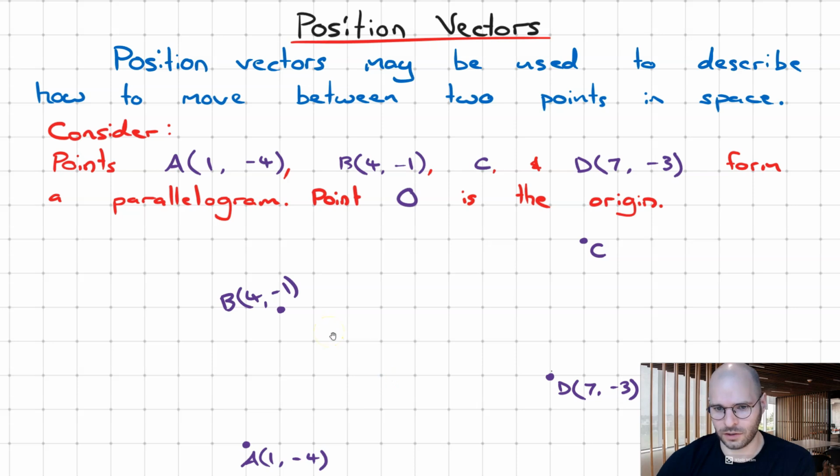Welcome to this video on the topic of vectors. In this lesson, we're going to learn about position vectors. Position vectors may be used to describe how to move between 2 points in space.